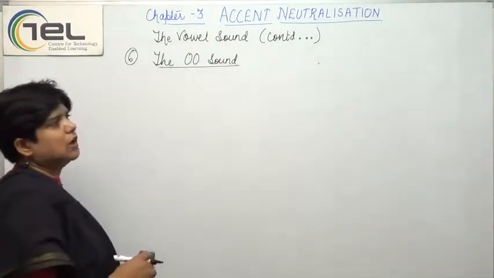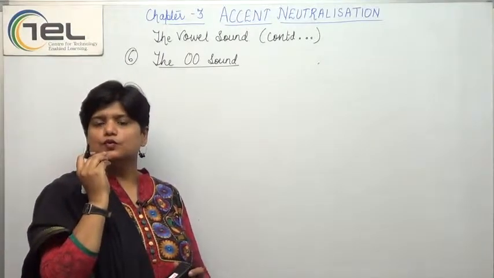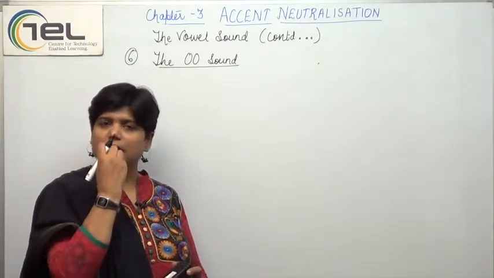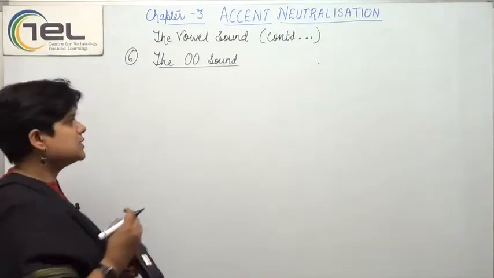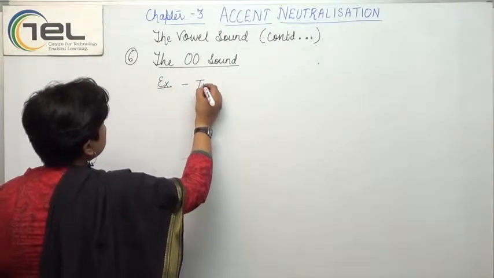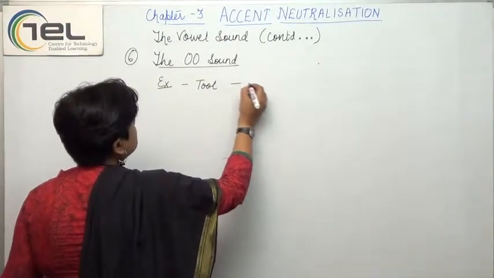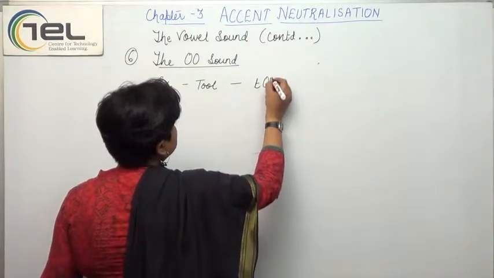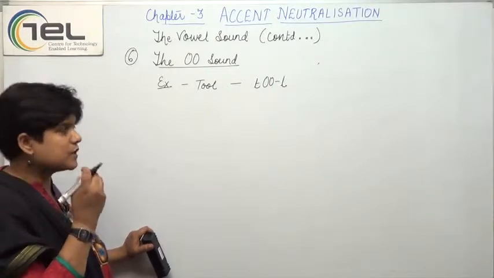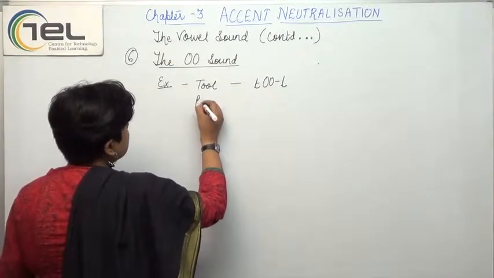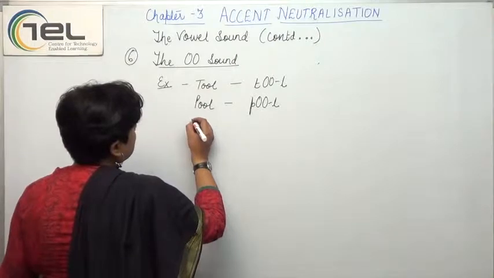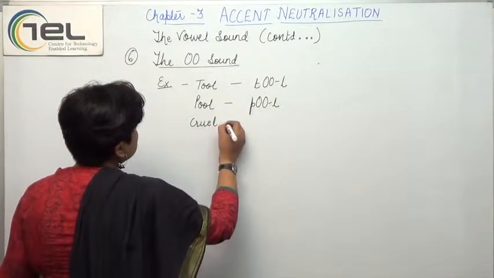The oo sound. Now it stretches out, but the opening is less. Oo, small. The opening, जो मुंह खुलता है वो छोटा खुलता है, but stretches out more. और ज्यादा आप उसको stretch करते हैं. Oo. So this is, for example, इसको आप use कर सकते हैं. Tool. Tool, tool. So again, मुंह आपका छोटा खुलता है और स्ट्रेच होता है. उसके बाद इसी में आप और एग्जाम्पल्स देख सकते हैं. Pool, cruel.